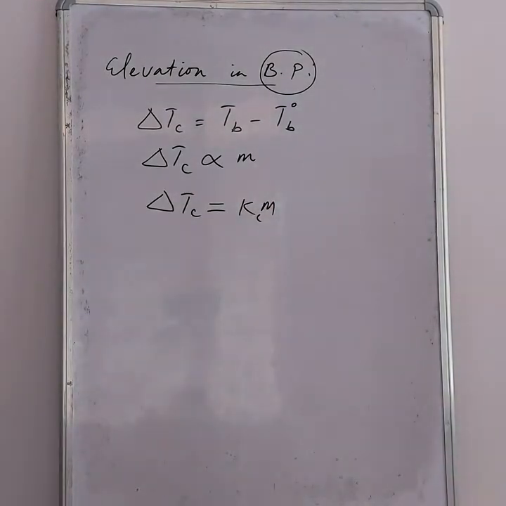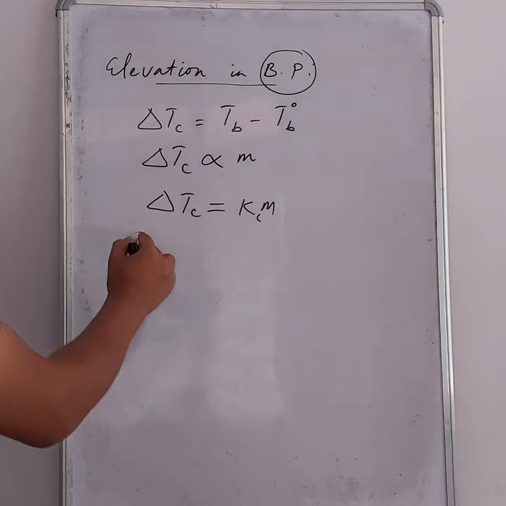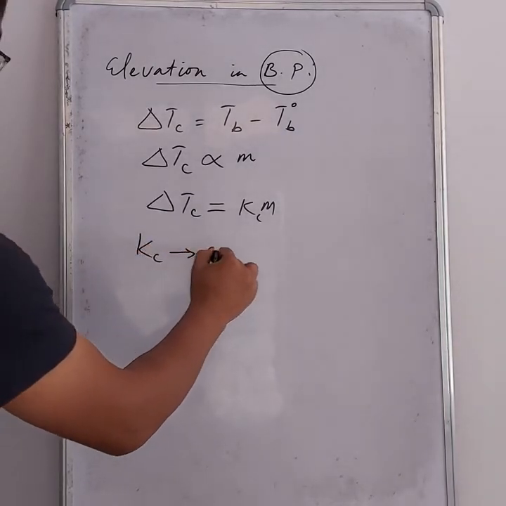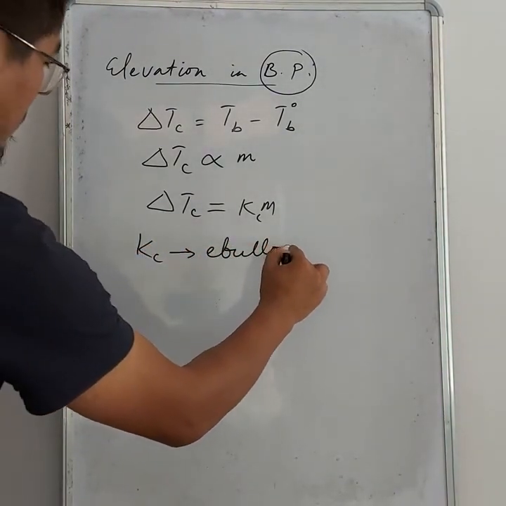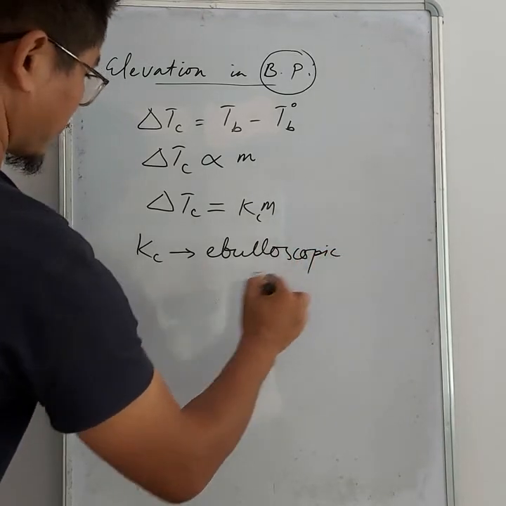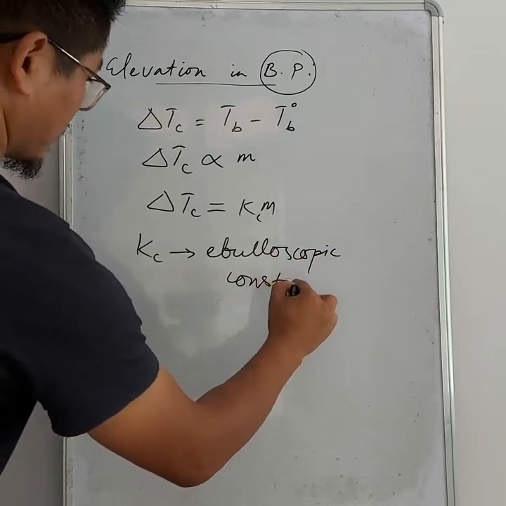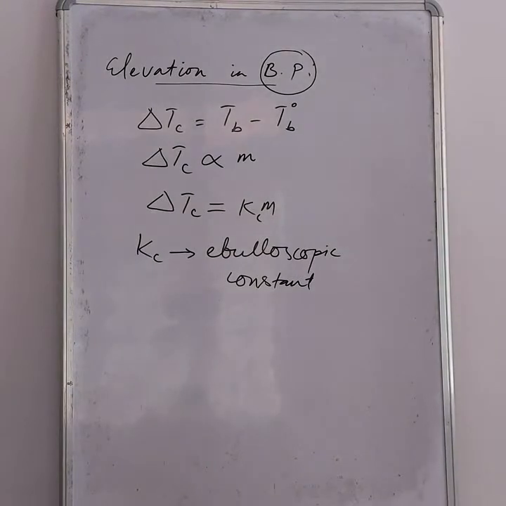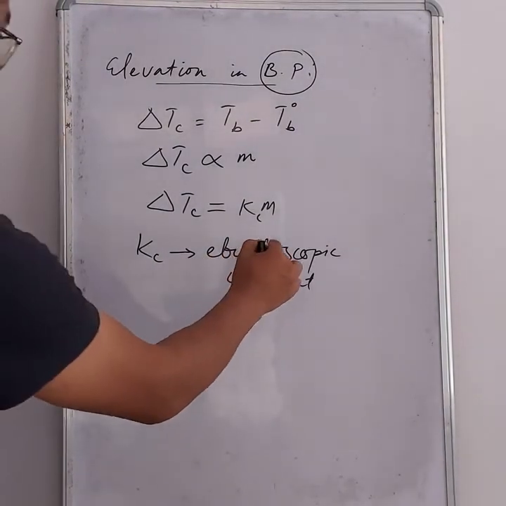Kb into m, that is the proportionality constant Kb, where Kb is dependent on the property of the solvent, and this is also called the ebullioscopic constant.